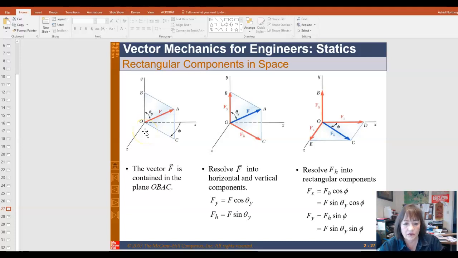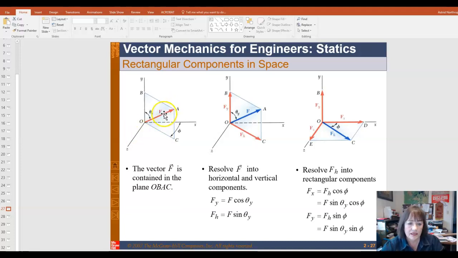Now, if you remember, when we had 2 axes in a plane, a force only had 2 components. One would be in the x direction, one would be in the y direction. When we're in 3 dimensions, we can talk about components in 2 different ways. We can talk about the component in a direction, such as x, y, or z, or we can talk about the component within a plane.